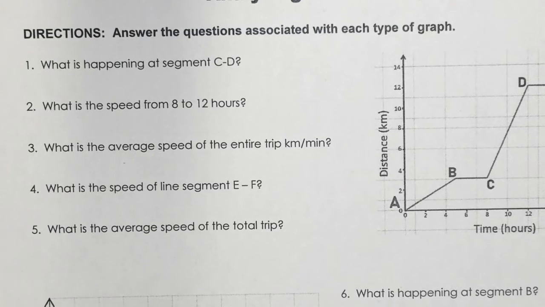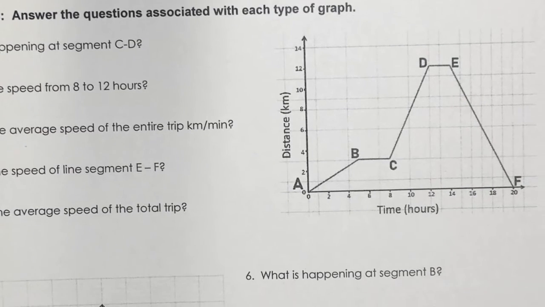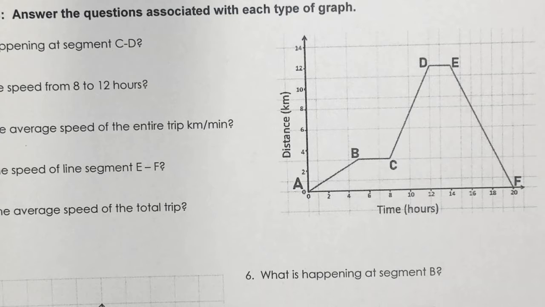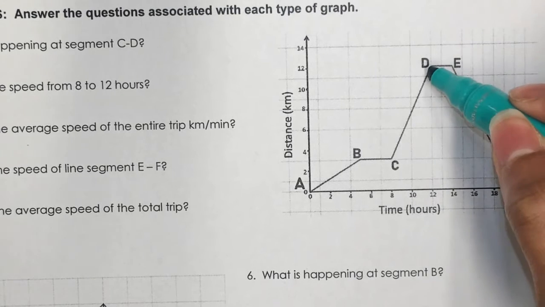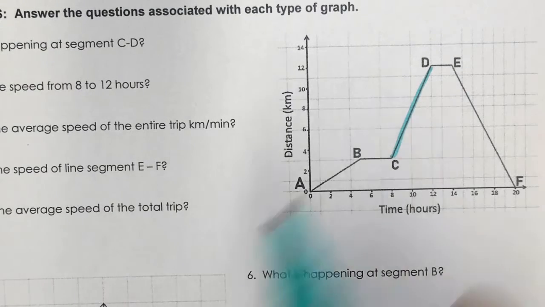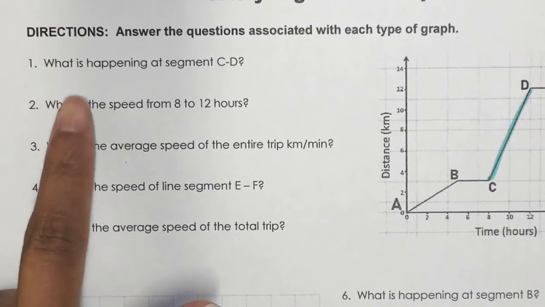What is happening at segment C to D? So let's find C to D. Constant speed. Okay. It is constant speed, and tell me how you know. It's going up. But it's staying. How would you describe that line? Diagonal or horizontal? It is a diagonal line. So do we agree that this is constant speed? Okay.